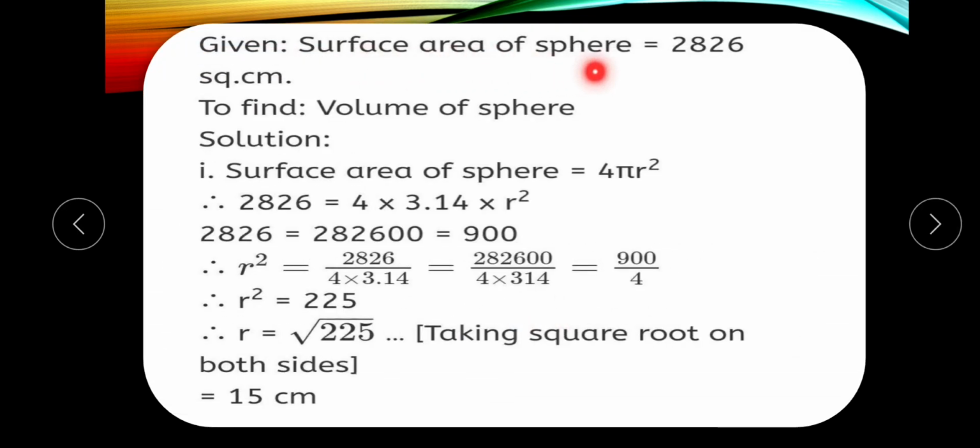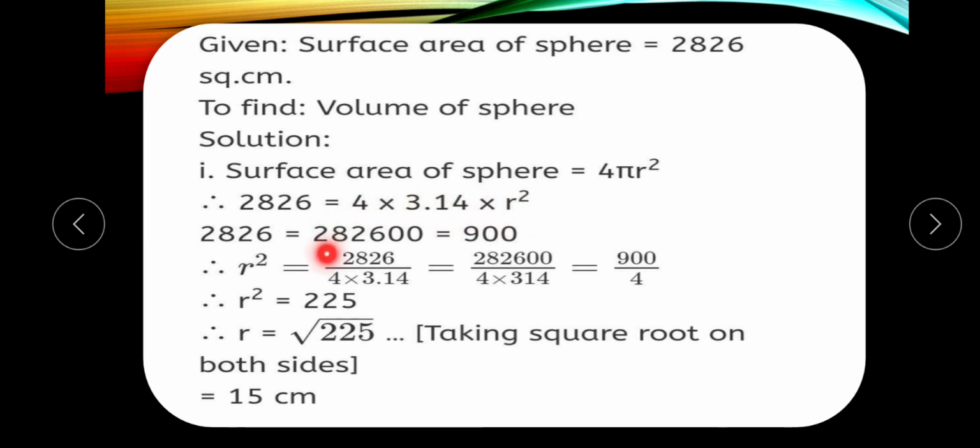Surface area of the sphere is given as 2826 square centimeter. We need to find the volume of the sphere. Let's start. Surface area of sphere is equal to 4 pi r square. Substituting the values, we get 2826 is equal to 4 into 3.14 into r square. We need the value of r square.